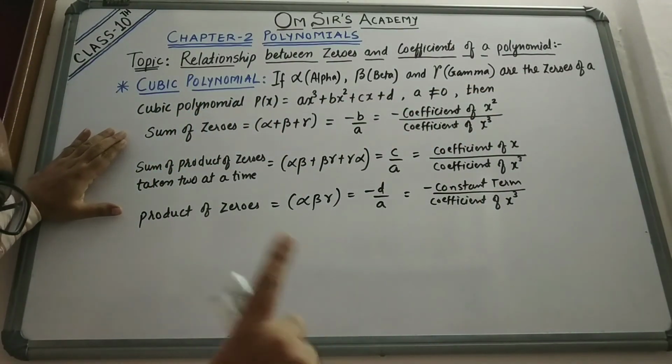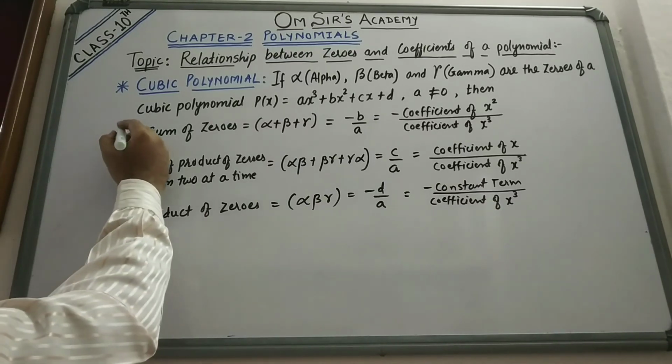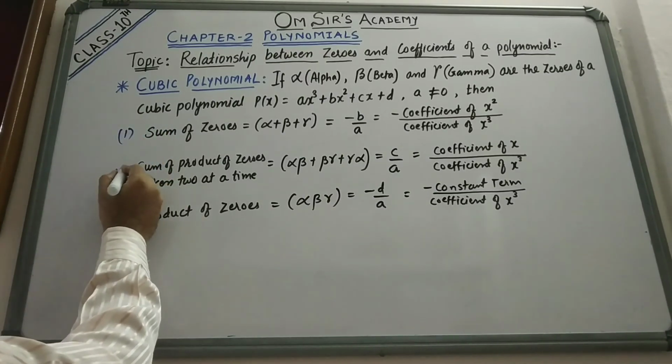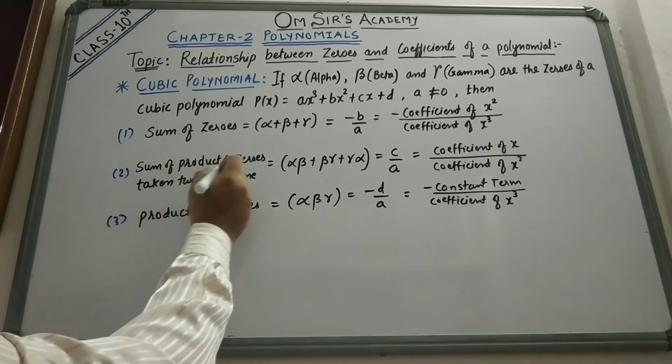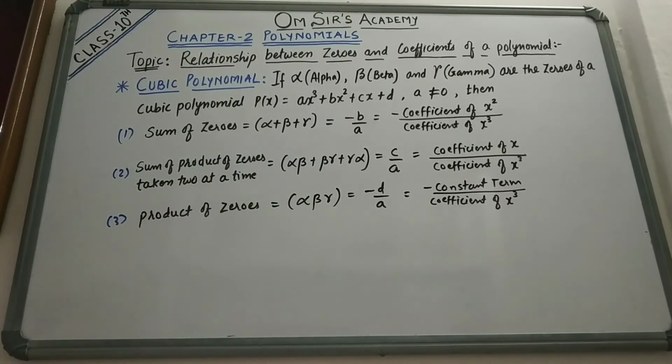In the case of a quadratic polynomial, there were 2 relationships, that is sum of zeros and product of zeros. Here we will have 3 types of relationships: first is sum of zeros, second is sum of product of zeros taken 2 at a time, and third is product of zeros.